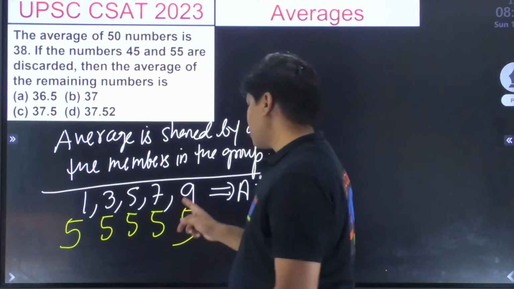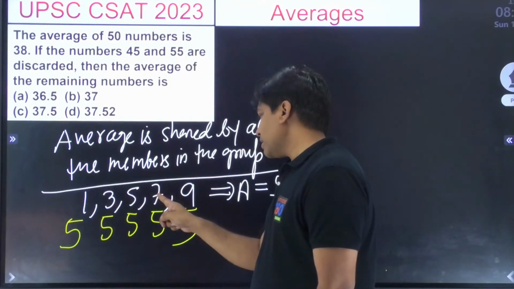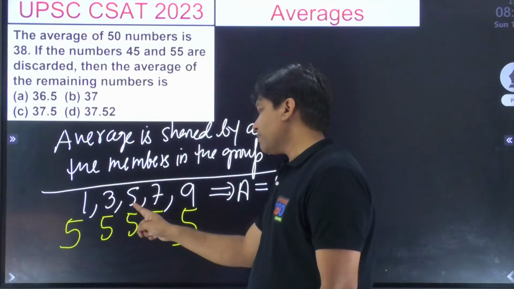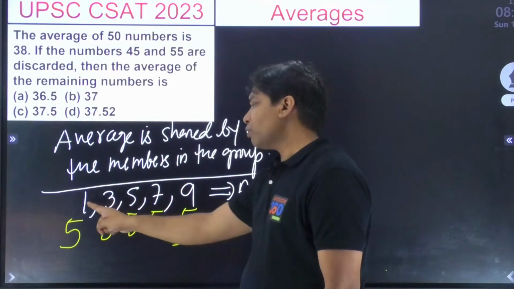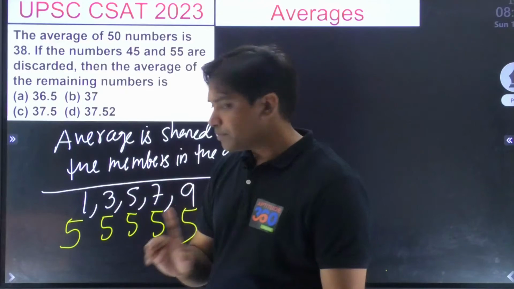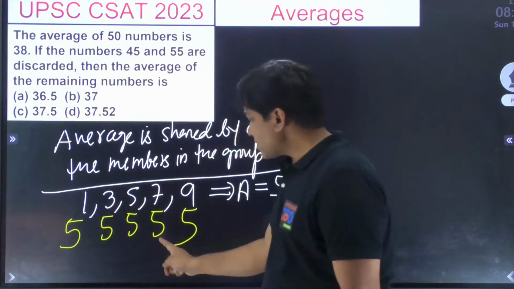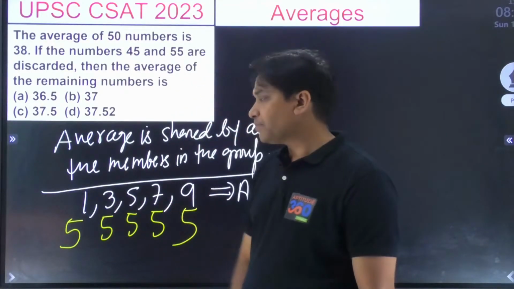And what is the sum out here? देखो, if you see this one, 7 plus 9 16, 16 plus 5 21, 21 plus 3 24, 24 plus 1 25, 5 plus 5 plus 5 plus 5 plus 5 25.